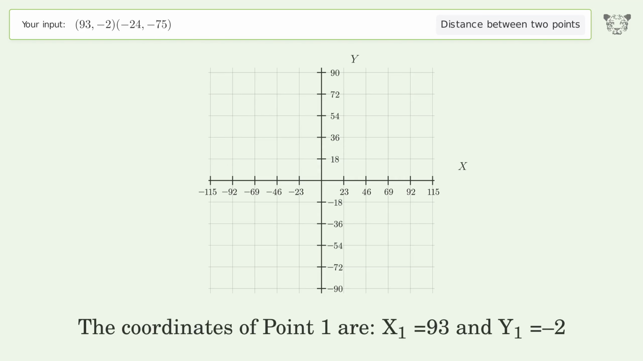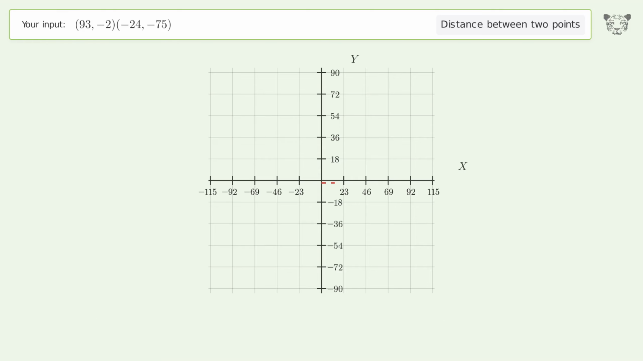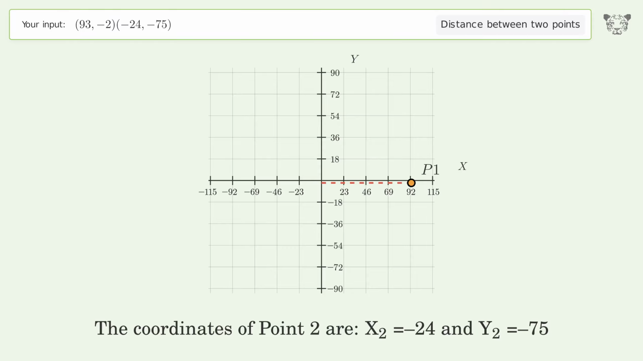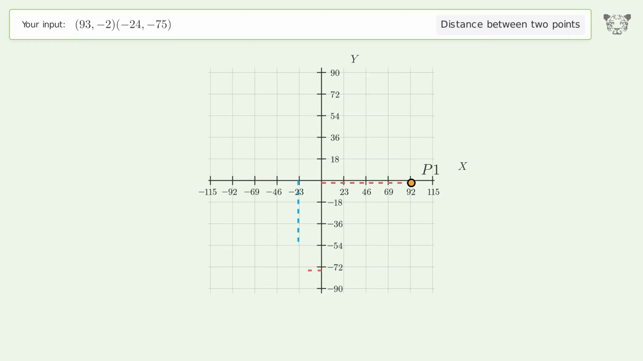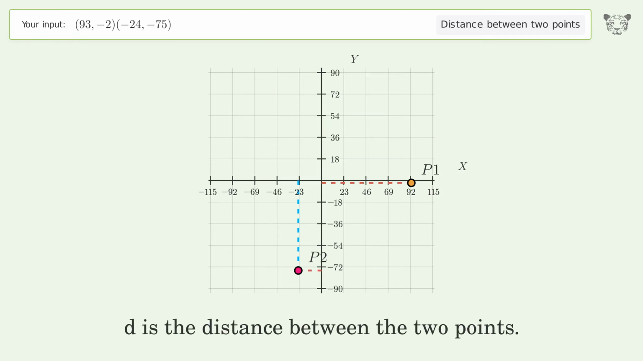The coordinates of point 1 are x1 equals 93 and y1 equals -2. The coordinates of point 2 are x2 equals -24 and y2 equals -75. D is the distance between the 2 points.